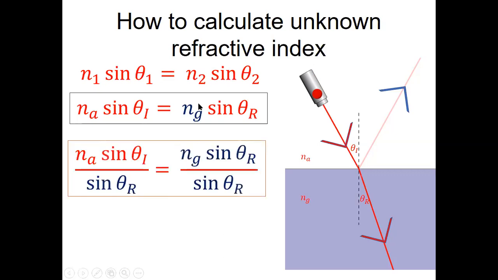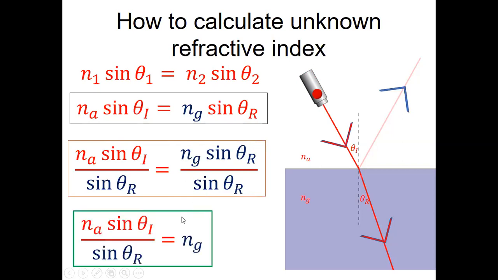Now I want to solve for N_G, that means I need to get rid of this sine theta R. So what I do is divide both sides of the equation by sine theta R, so I can get rid of this sine theta R from the side with the refractive index of glass. Then I'm left only with the refractive index of glass on the left side, and that's equal to the refractive index of air times the sine value of the incident angle divided by the sine value of the refraction angle. So using this equation, you can calculate the refractive index of glass.